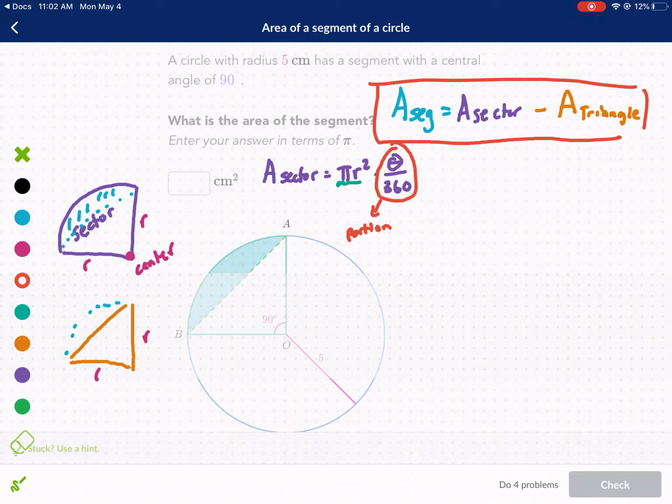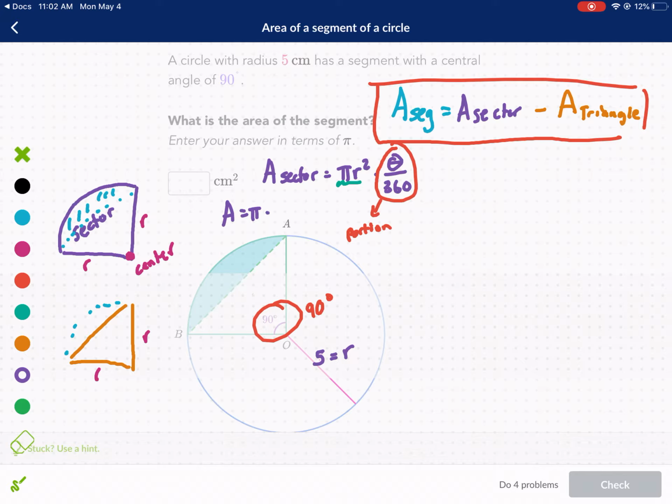So we do have r already. We already know r. r is 5. So we got that. We already have our central angle. That's 90. So we got that. So we're good to go on area of the sector. So let's go ahead and calculate that.